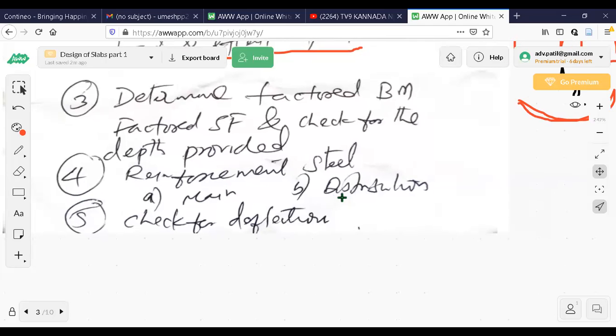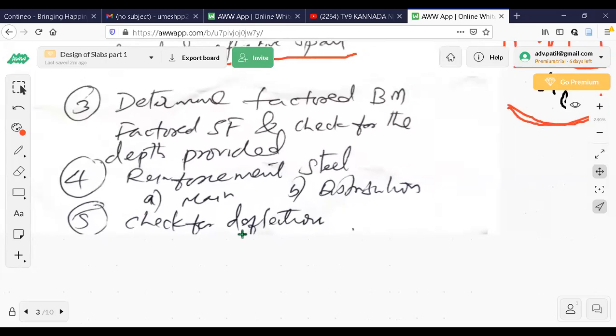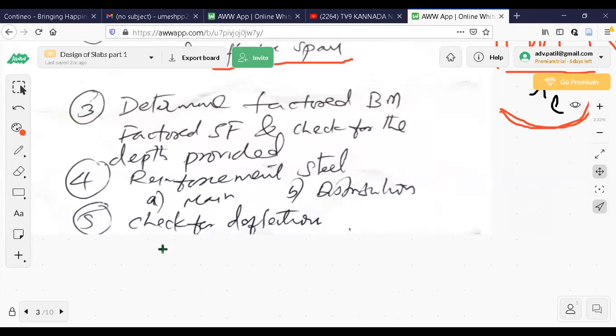Then reinforcement steel, main and distribution. Check for deflection. Check for development length is the last step, which is not written here. That is optional actually, as I told you in the previous class. In the examination, if time is there, you go for the sixth step. Otherwise, this much is enough. In every question paper, they say check for deflection. They don't say check for development length. But complete design means the check for development length has to be carried out.